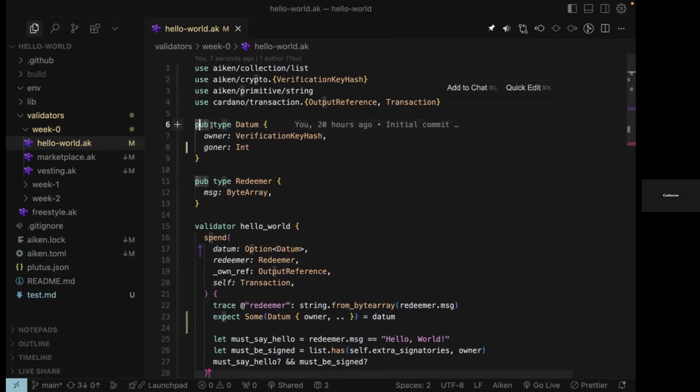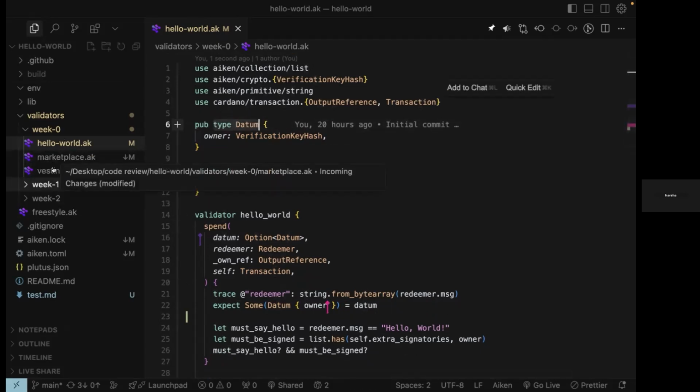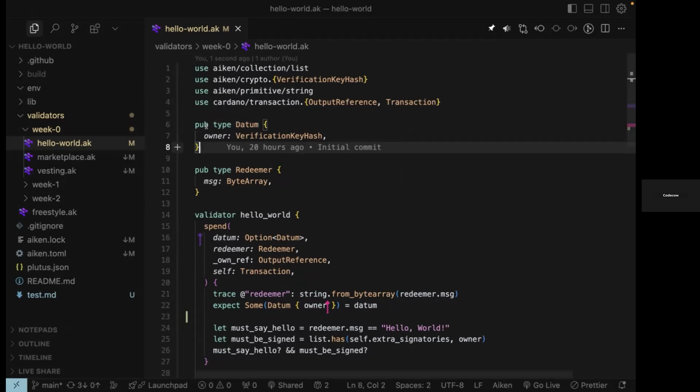We are saying this is public, which means it will be accessible in other files. Public literally means this is one file, hello world.ak is one file, right? My understanding is that this type can be accessible in other files. Say, for example, marketplace, I want to use this type, I can bring it there by using a use statement and start using it there. Do you guys agree with that? Yeah. So if we don't need it on any other files, we could remove the pub and it would work on this local file. Yes, that's my understanding. It would just say type.